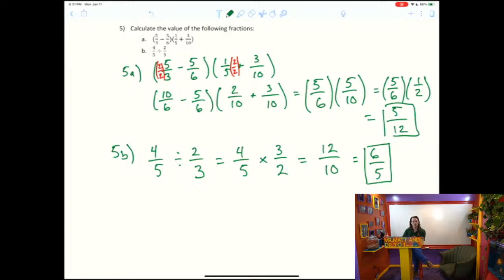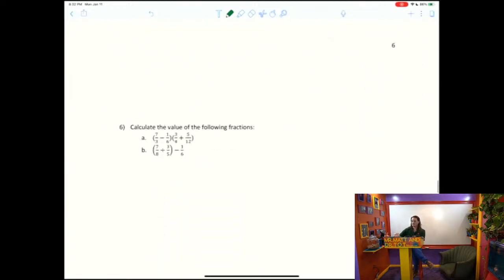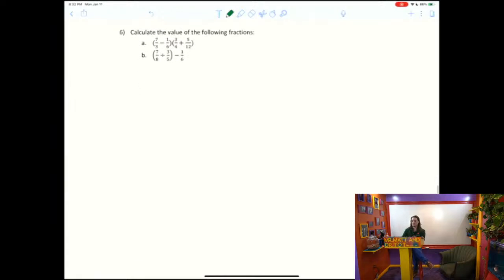Multiplication is straightforward, it's just numerator times numerator over denominator times denominator. So 4 times 3 is 12, 5 times 2 is 10. 12/10, the numerator and denominator are both divisible by 2, so that will simplify into 6/5. If you have any questions, then please let me know. Otherwise, take a look at question number 6.